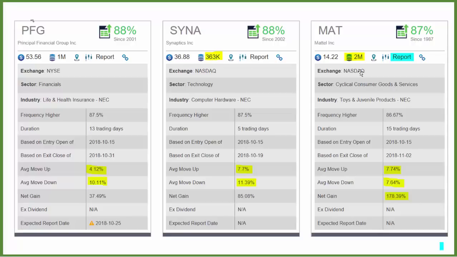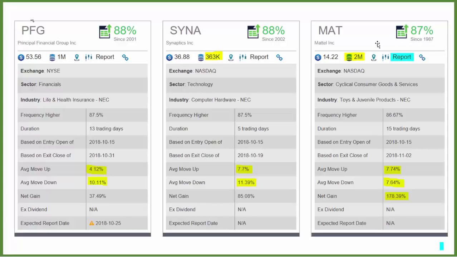And then I have Mattel, good volume since 1987. That's tremendous. The average move up is 7.75%. The average move down is about the same, and then I have a huge net gain of about 178. Now, part of that is due to the fact that this goes back further to 1987, but what I like about the ones that go back further is that it really validates the 87% number. The further you go back and you're in the upper 80s, that's a tremendous, tremendous probability.